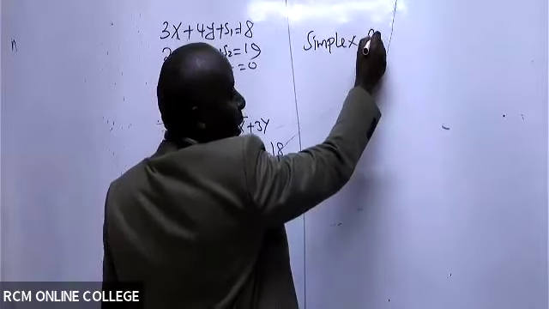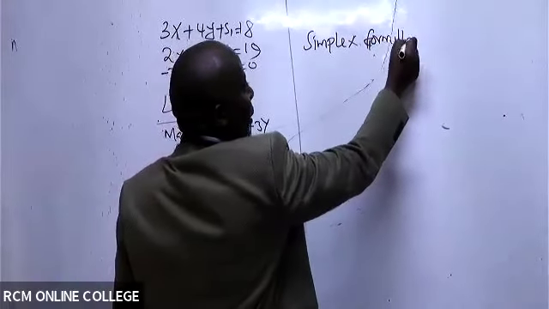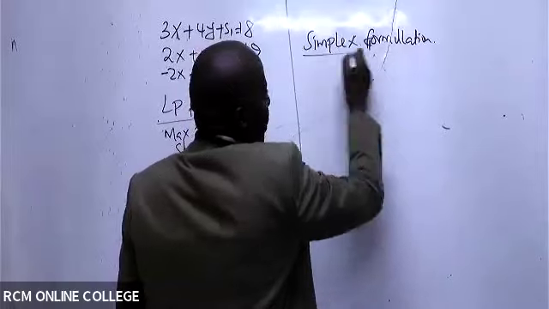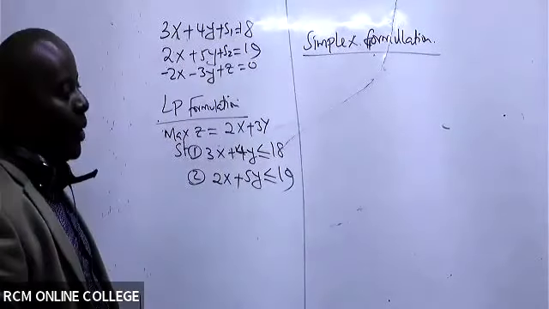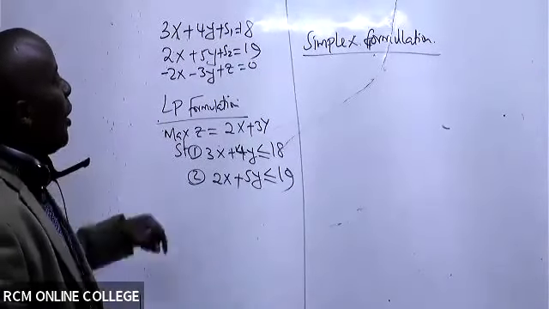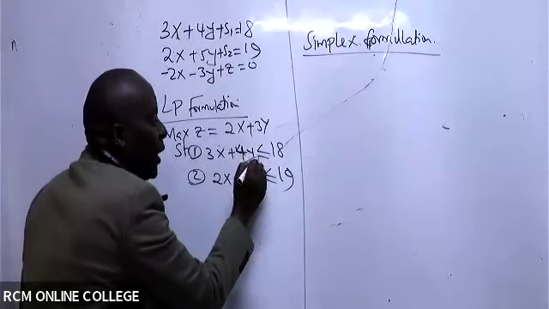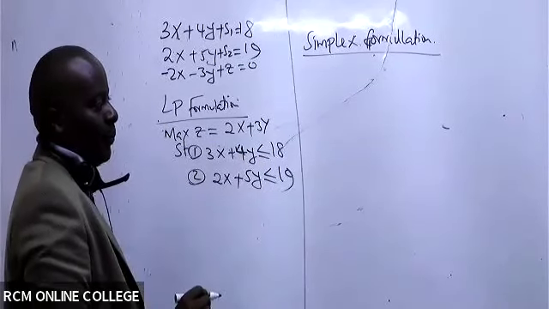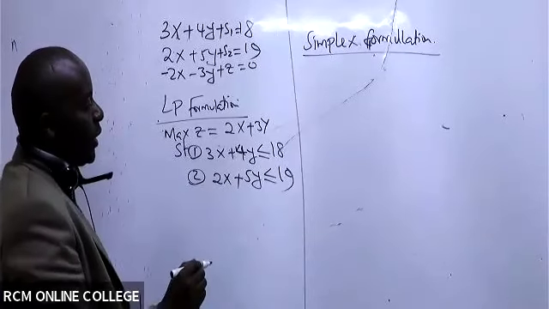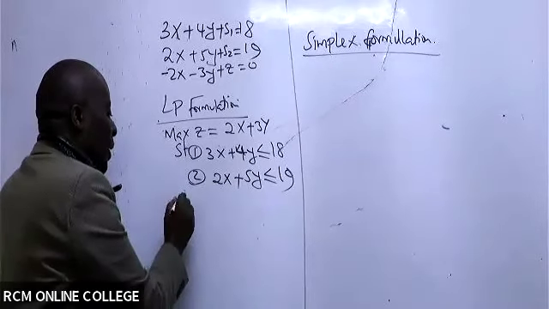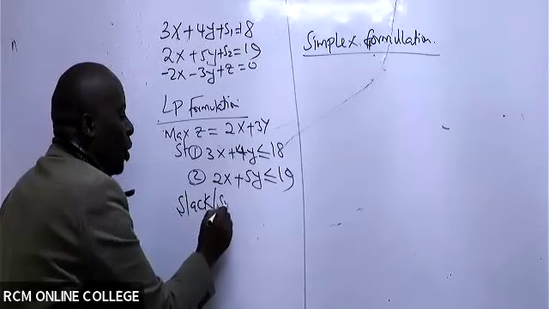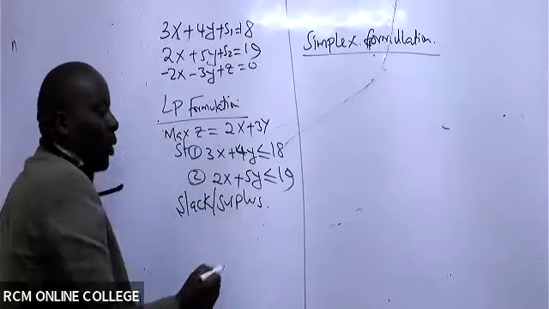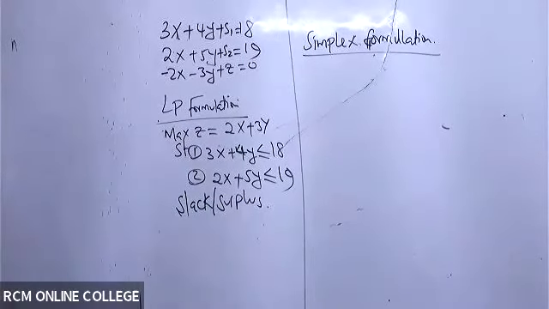A Simplex formulation. In a Simplex formulation, you shall get rid of the inequalities. How do you get rid of the inequalities? In this case, you incorporate what we call the slack stroke surplus variables.